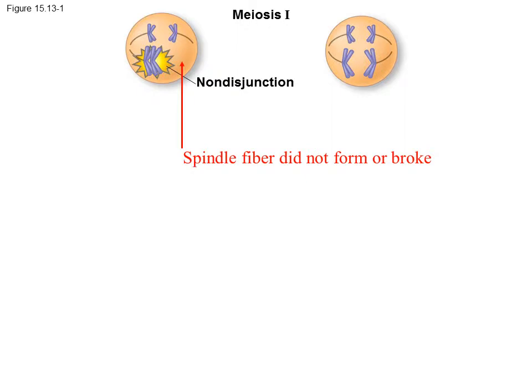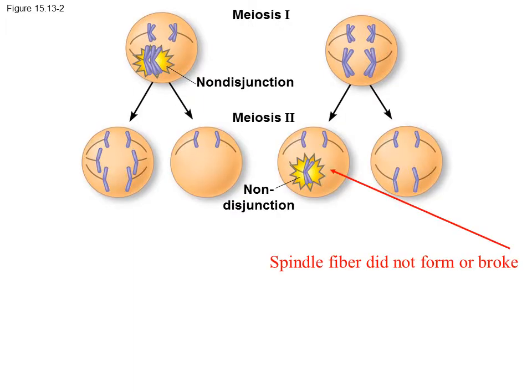In this slide, nondisjunction took place. Spindle fiber will either break or it will not form. So in this image, the tetrad is supposed to be pulled apart, but for some reason it did not. That reason is either the spindle fiber broke or it did not form. In this image, the chromosome did not separate. Either the spindle fiber did not form or the spindle fiber broke.